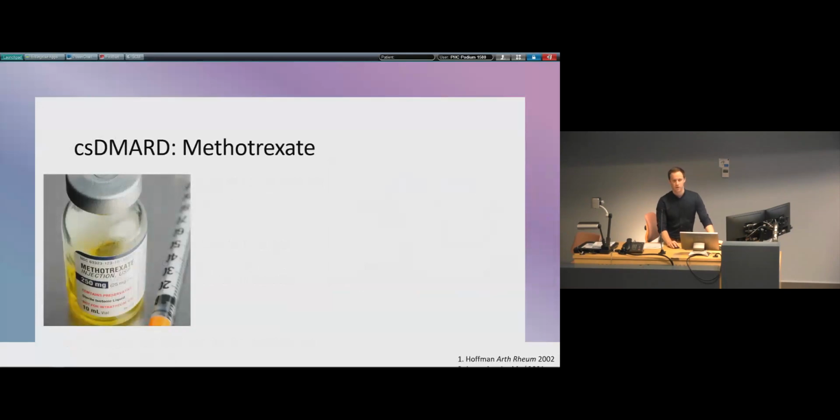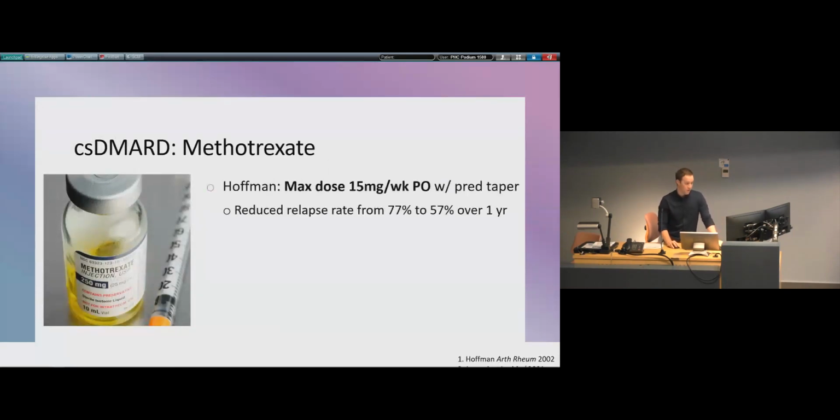So that gets us into our adjuvant therapies, with methotrexate being a major DMARD that we're going to be adding with prednisone. The evidence for it is based on 2 main studies, 2 of reasonable quality and a few less so. Hoffman was the first one. They were looking at a max dose of 15 milligrams oral weekly of methotrexate with their prednisone taper, and seeing a reasonable improvement in terms of relapse rate over the course of a year.